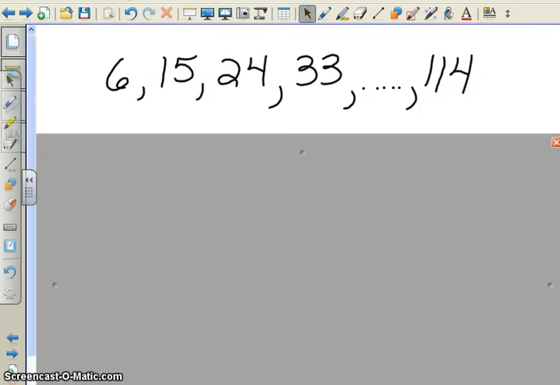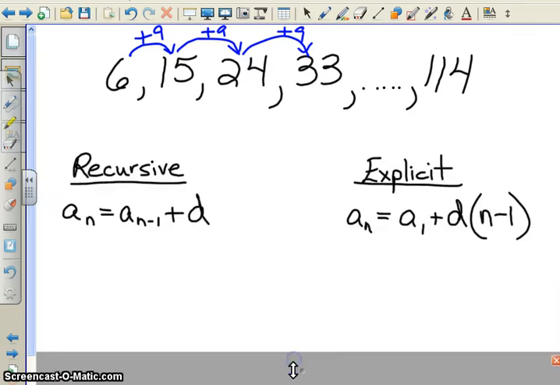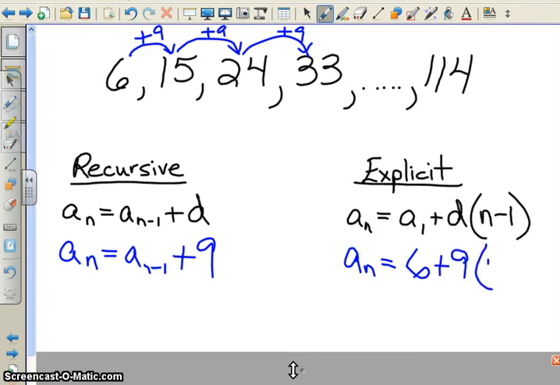Here's a new sequence of numbers that happens to be arithmetic, because now I am adding a common number, which we call the common difference, between each term. So we're continuously adding 9. So for our recursive definition, this is easy enough to write. The next term is the previous term plus 9. The more helpful definition: our first term was 6, our common difference was 9, times n minus 1.